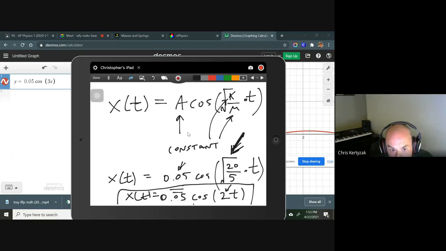Which function do they use to model that? This. A would be the maximum brightness, and this piece right here would control how long it takes for it to go through its full cycle. Those are just a few examples.